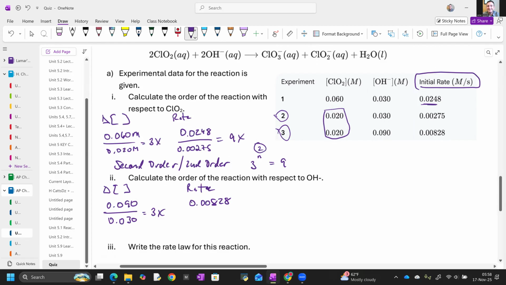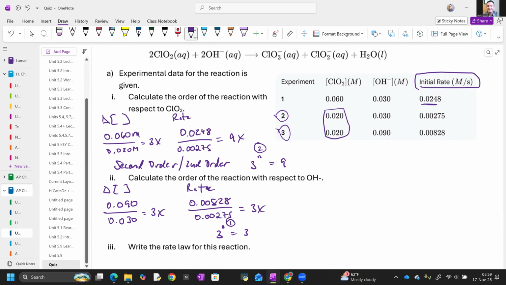Of course, it's molar per second, but these are going to cancel, over 0.00275 molar per second. And so let's see what that change is. So we put in 0.00828 divided by 0.00275, and what we end up with is 3. And so we notice that we have a change in concentration of 3 to some power that is going to give me 3. Well, n is equal to 1, or it's first order.